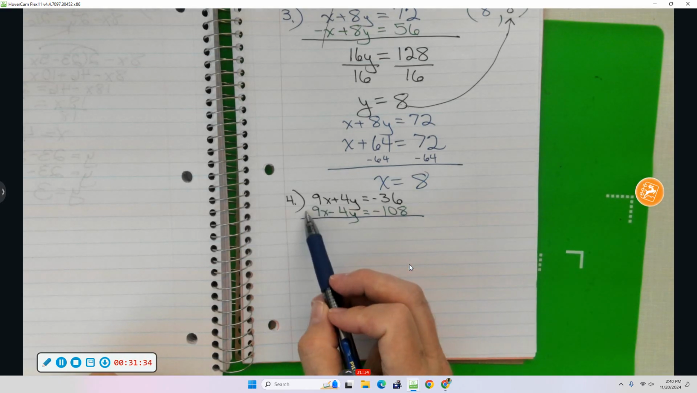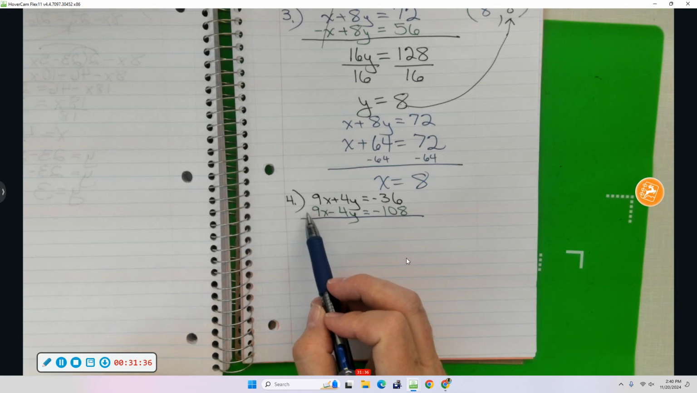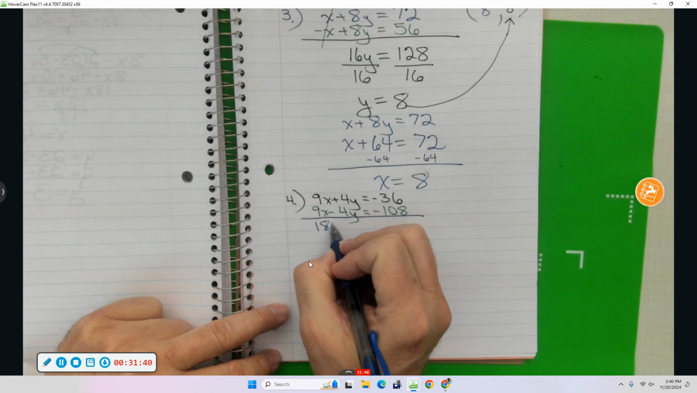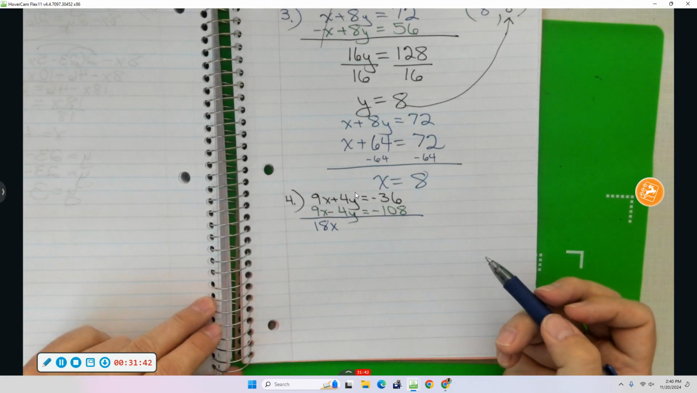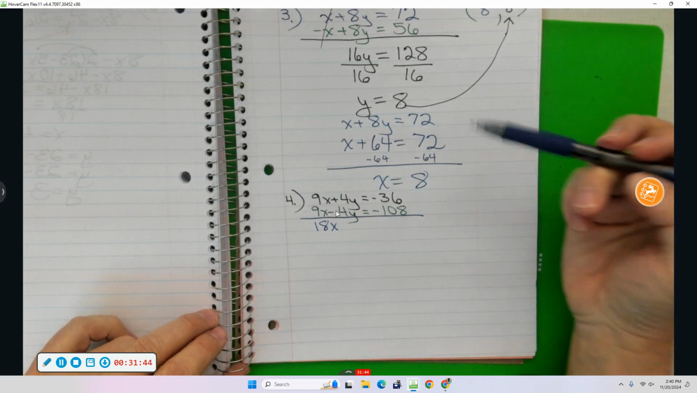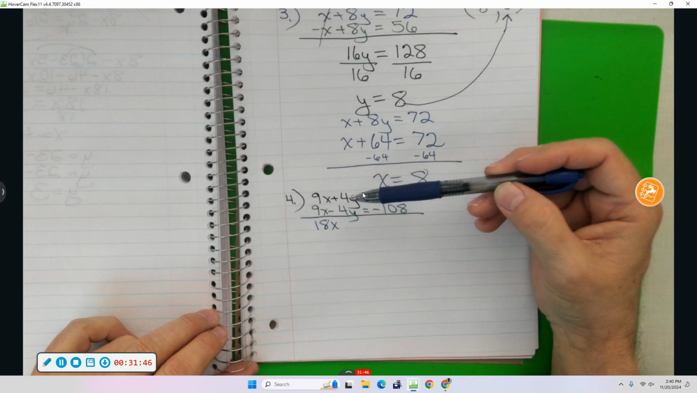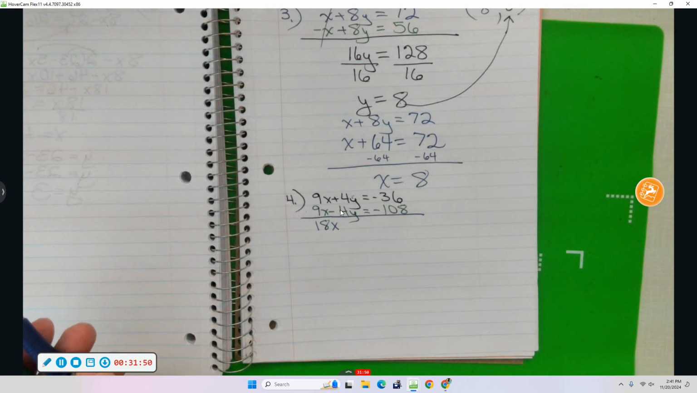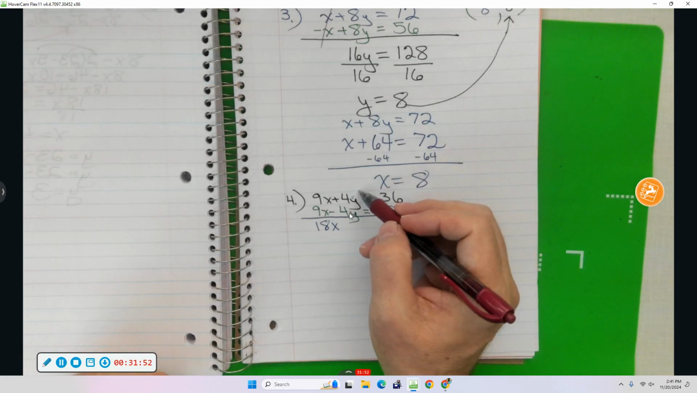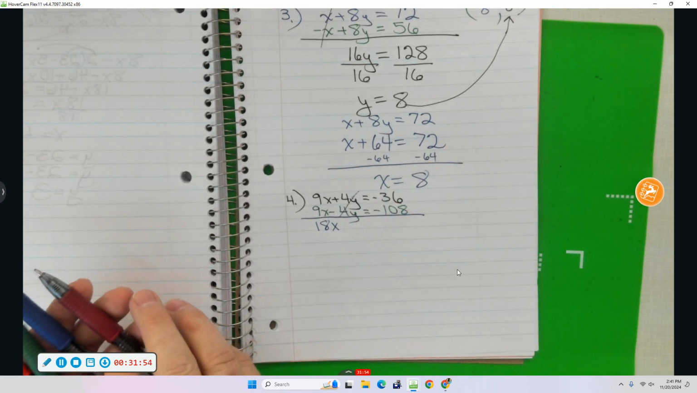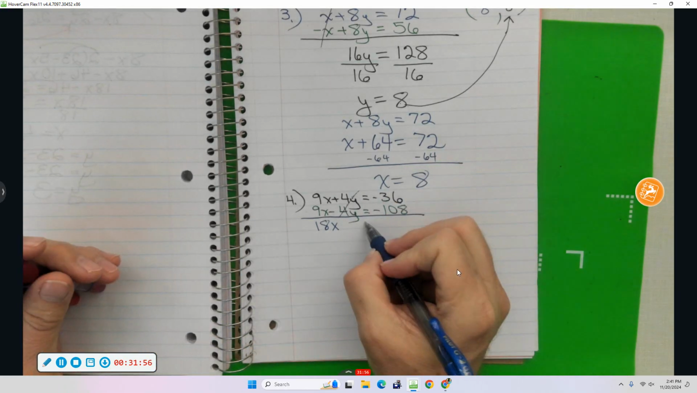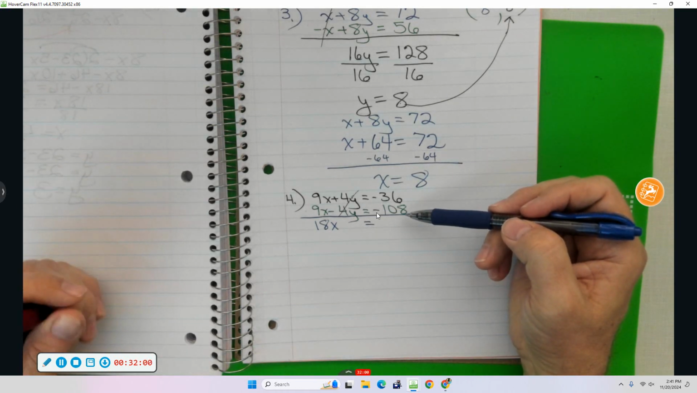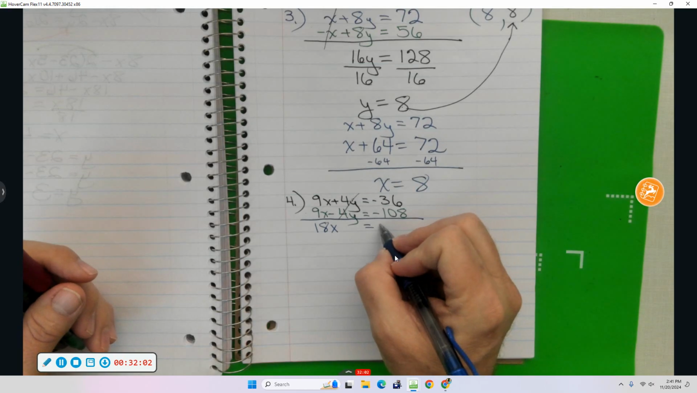So we can start adding them together. 9x, I don't see a sign there, so that's assumed to be plus. 9x plus 9x is 18x. What's about to happen when we try to add the y's together? Positive 4y plus a negative 4y. Sure enough, we've eliminated the y terms. They've gone to 0. Negative 36 minus 108, is that a negative 144?